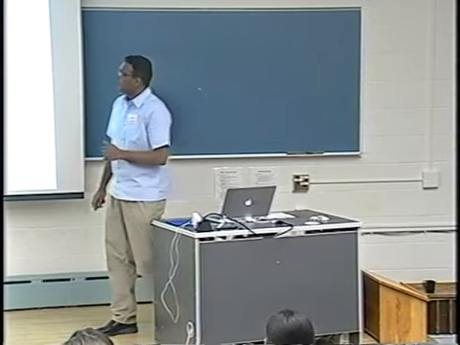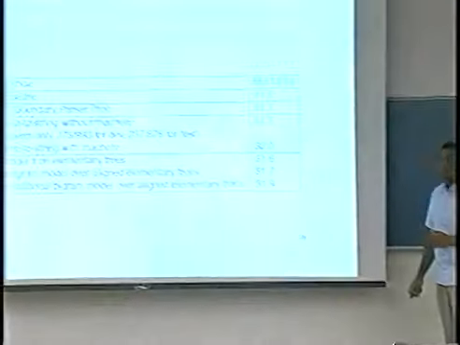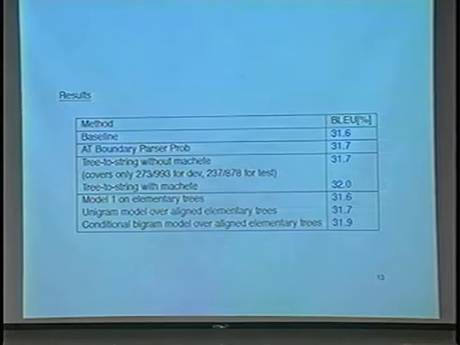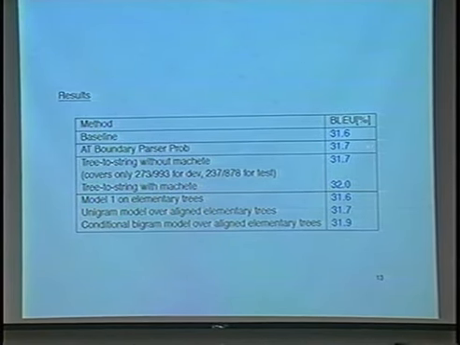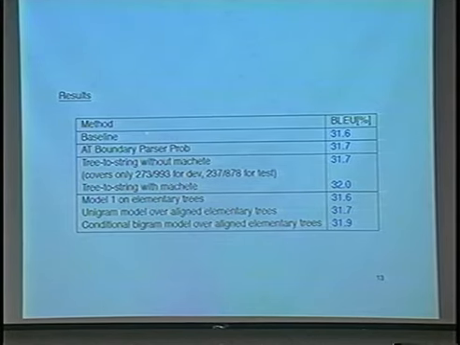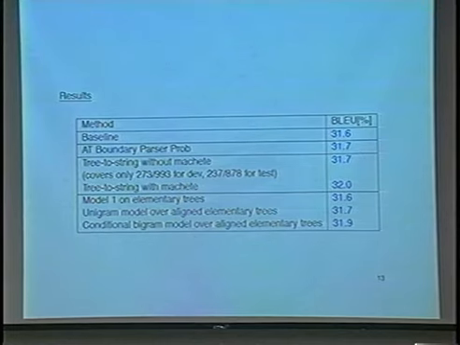So here are some blue numbers. And so the baseline, in case you're tired of asking it every time, is 31.6. Scoring using the parser probability to score the alignment template boundaries does actually pretty badly.